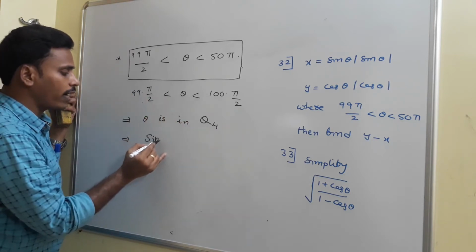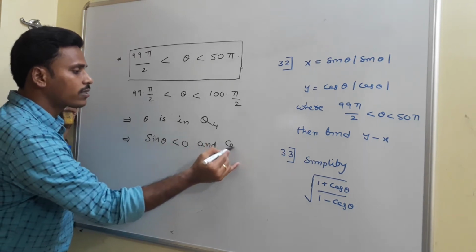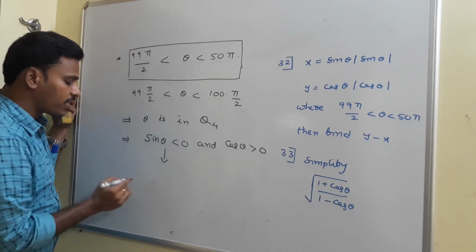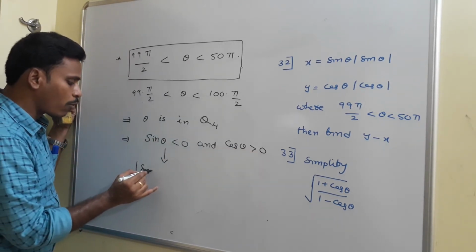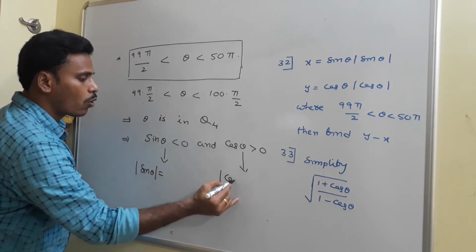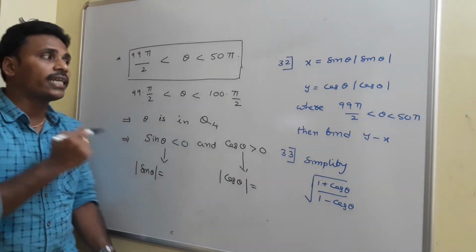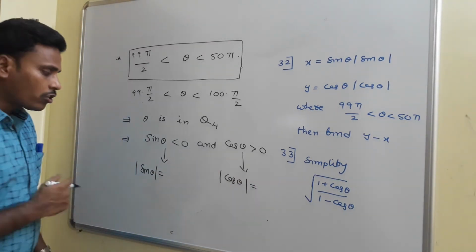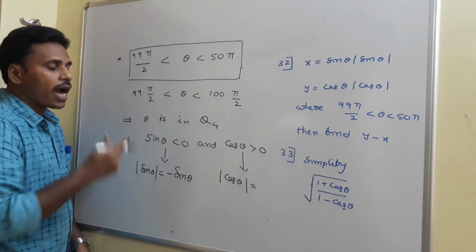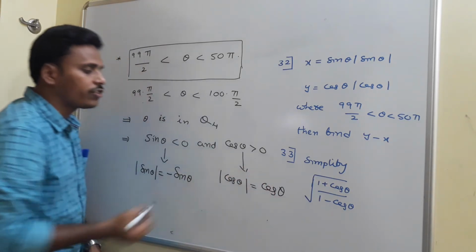In the fourth quadrant, sine theta is negative and cos theta is positive, right? Since sine theta is negative, what can you say about the modulus of sine theta, and since cos theta is positive, what can you say about the modulus of cos theta? Since sine theta is negative, modulus of sine theta is just minus sine theta, and since cos theta is positive, modulus of cos theta is just cos theta.